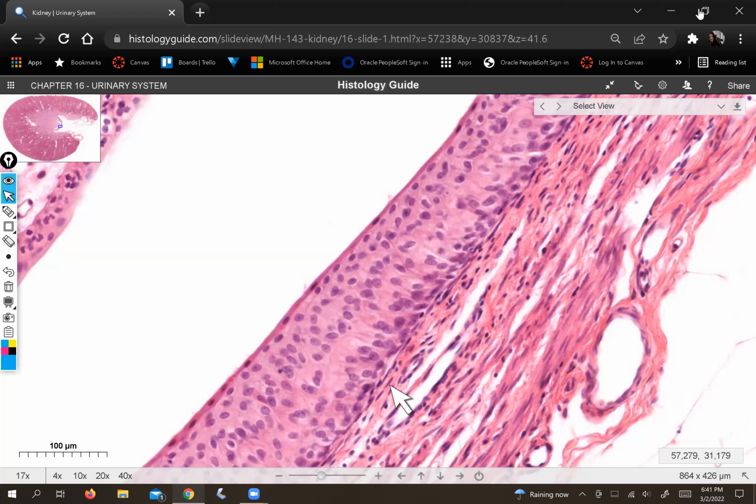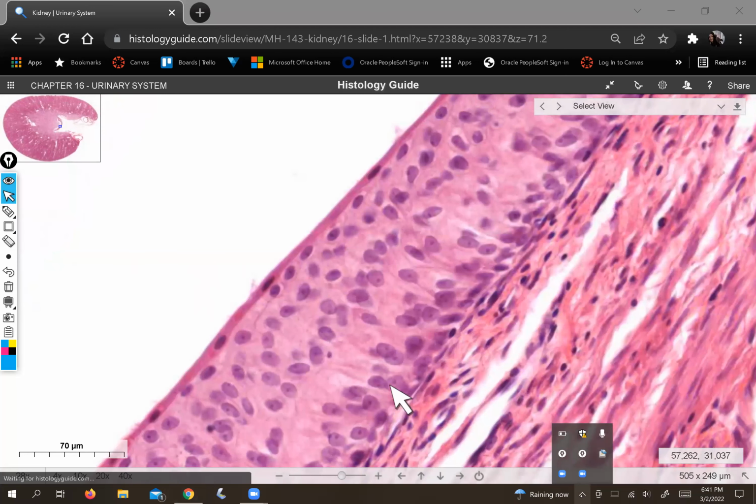Here's how to tell the difference though. If we look very closely, what we will see is that, sorry, I'm trying to find my power cord. There it is. Perfect.